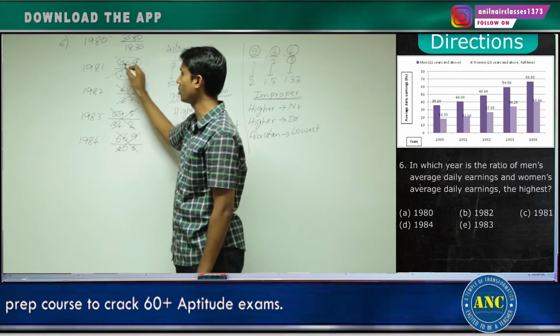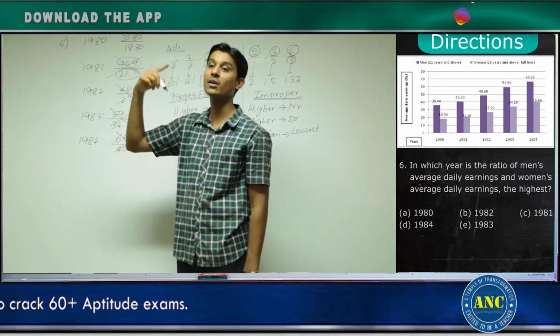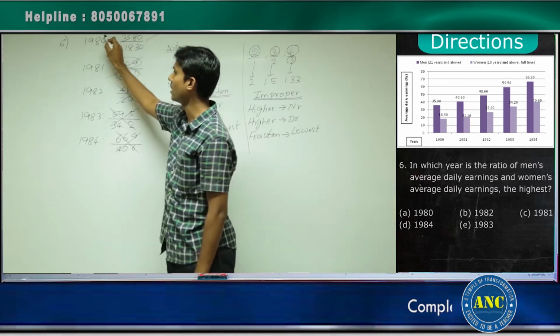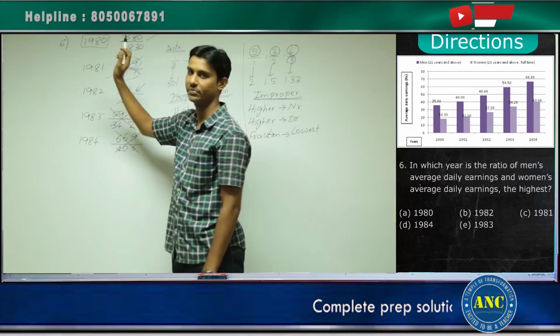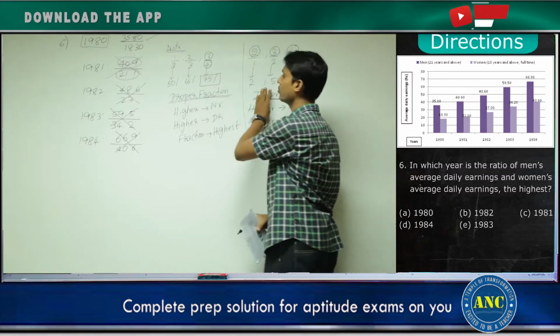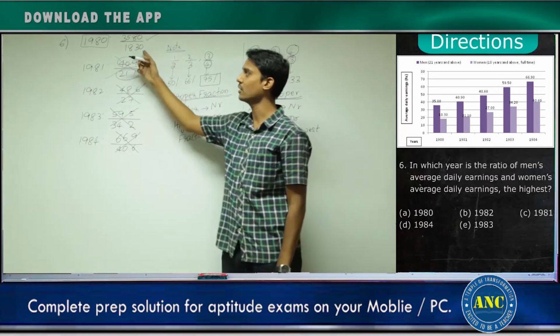That means this is also ruled out, because the question is asking for the highest fraction. The answer for this question is 1980. Clear with the approach? It's a very, very basic level of understanding that you need to know to solve a very difficult or tricky question.